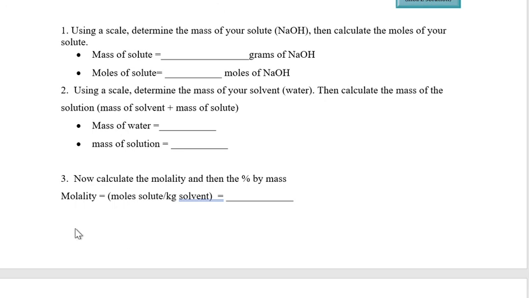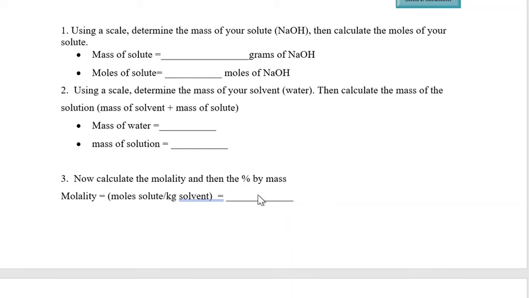All right, so we're going to go back up and calculate our molality. We didn't do that earlier, but we might as well, so we can do our freezing point depression and boiling point elevation. So molality is the number of moles of solute divided by the kilograms of solvent. Okay, so on mine, I had a mass of 9.29 grams of sodium hydroxide, and that comes out to 0.232 moles of sodium hydroxide.